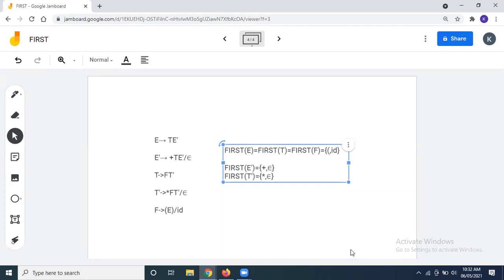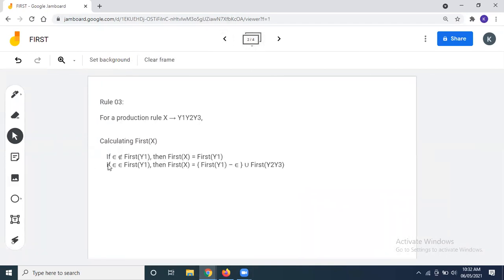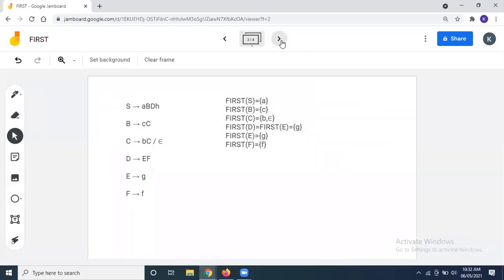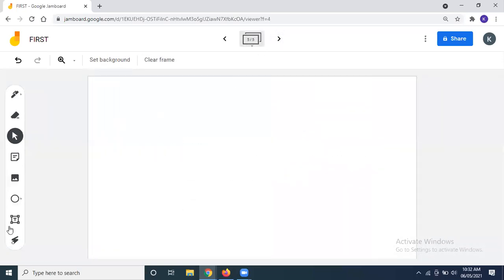Yes, ma'am. Okay, right. So now we will take one more example where we will be considering this third rule. If first of y1 has epsilon, what we have to do then? So that we will see now. We will take one more example. Here, S derives capital A, right?